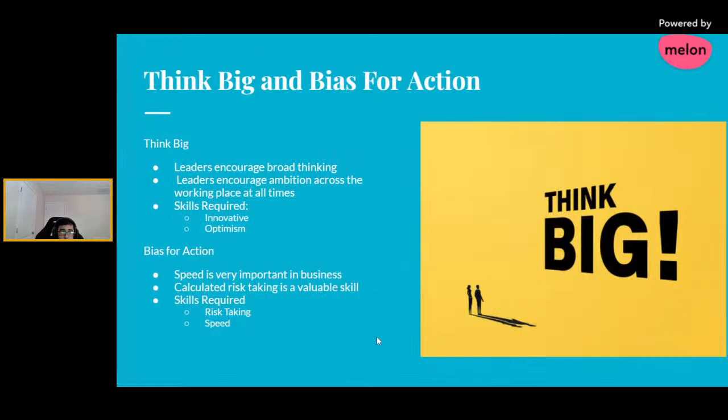Now we have thinking big and bias for action. So for thinking big, leaders encourage broad thinking and ambition across the working place at all times. The skills required for this are innovation and optimism. For bias for action, speed is very important in business, and as a result, calculated risk taking is a valuable skill. And the skills required for this are obviously risk taking and speed.